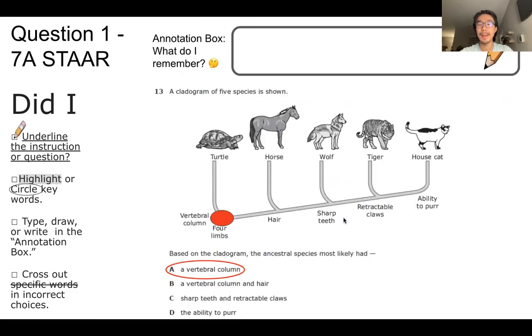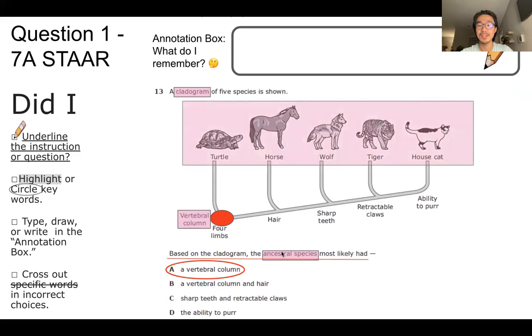Let's do another one. Based on this cladogram, the ancestral species most likely had, that is the question. We have to answer that sentence. Let's go ahead and highlight this word, vertebral column. We've been seeing this word. We also see this word, cladogram. So that's the name of this diagram. Now, let's look at the keyword here. We're looking at the ancestral species. So ancestral species of all of these different organisms.